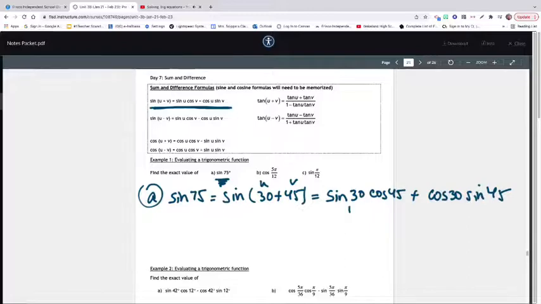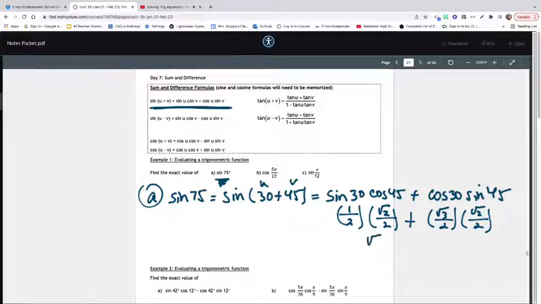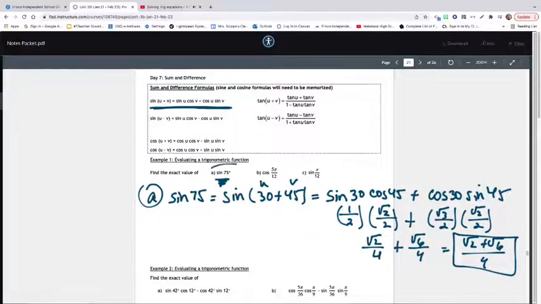Sine of 30 is the same thing as 1/2 using my unit circle. Cosine of 45 is square root of 2 over 2. Cosine of 30 is the square root of 3 over 2. And sine of 45 is square root of 2 over 2. Then multiply those fractions straight across, so that gives me square root of 2 over 4 plus square root of 6 over 4. And you can combine the numerator since you have a common denominator. So that's what sine of 75 is.